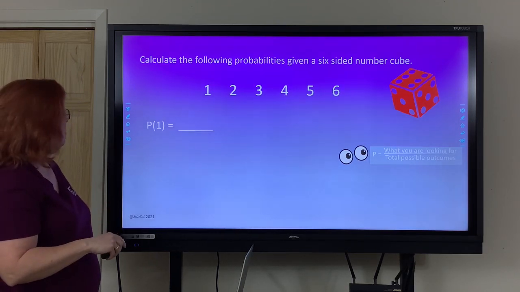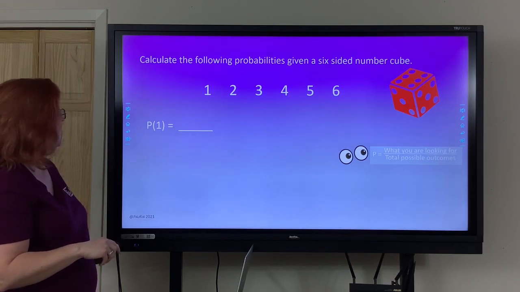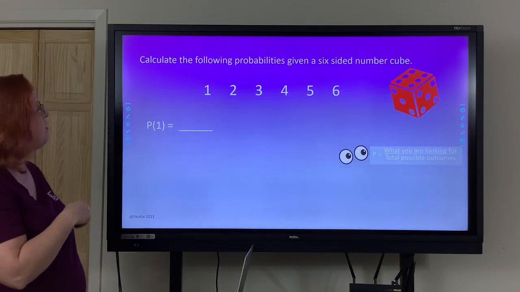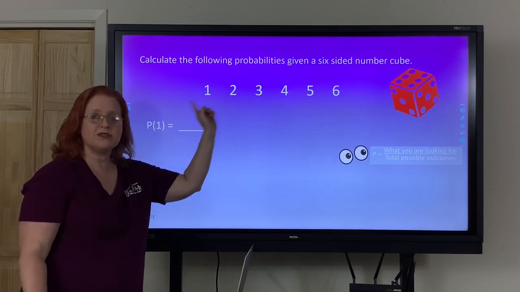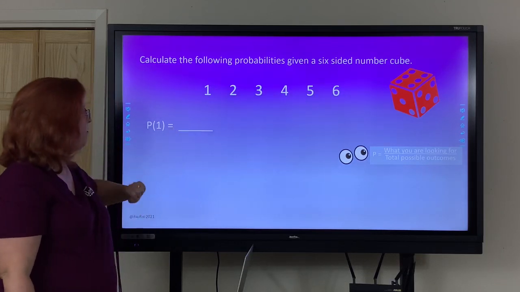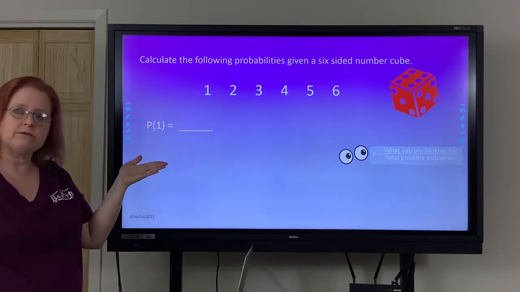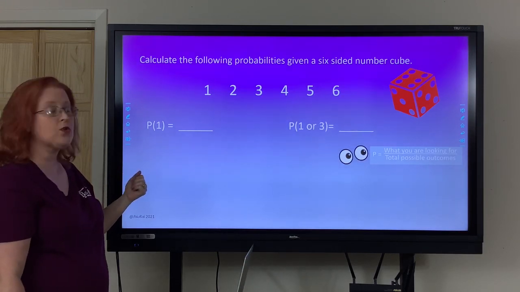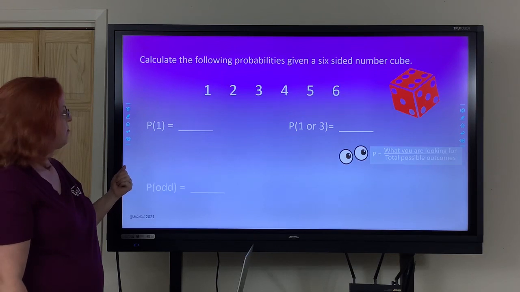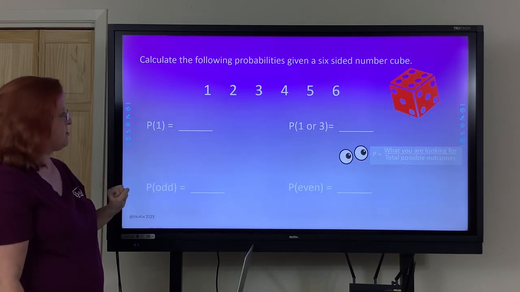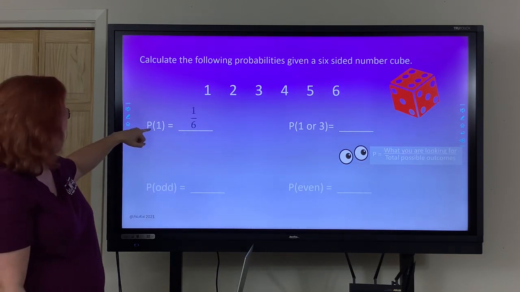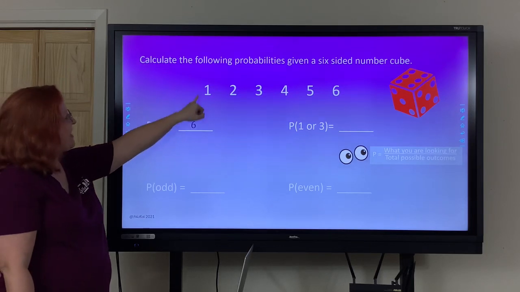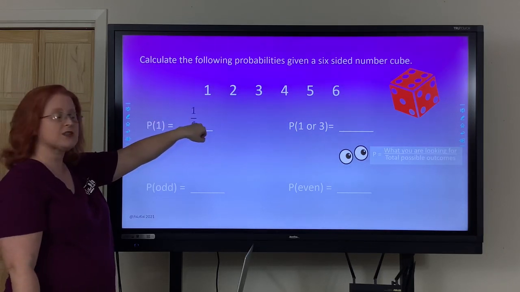Okay, so we're going to look for the probability of getting a 1. How many 1s are in 1 through 6? Well, there's just one of them. And how many different things are there? There's 6 of them. So I did this out of order. So we're going to look at a 1 or a 3, odd numbers and even numbers. Okay, so back to my 1 through 6. All right, we had 1, and there's 6 total.